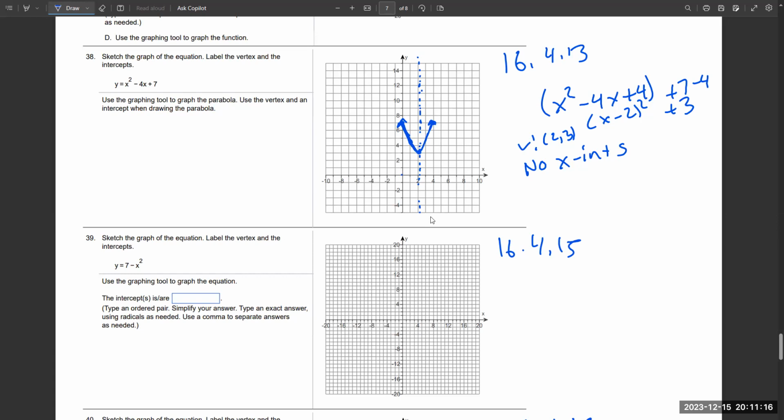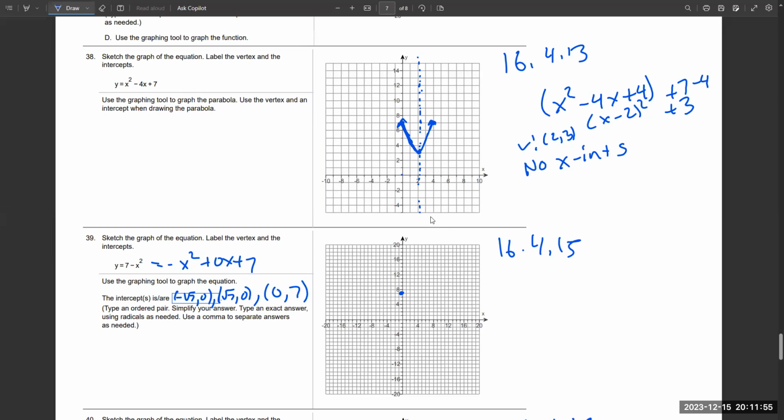Now be careful with this one because it's not written in descending order of exponents. That's really a -x squared plus 0x plus 7. So my y-intercept is at 0, 7. This one's going to open down, and the x-intercepts are at (-√7, 0) and (√7, 0). And it includes the y-intercept here, since it says all intercepts, so it wants 0, 7.